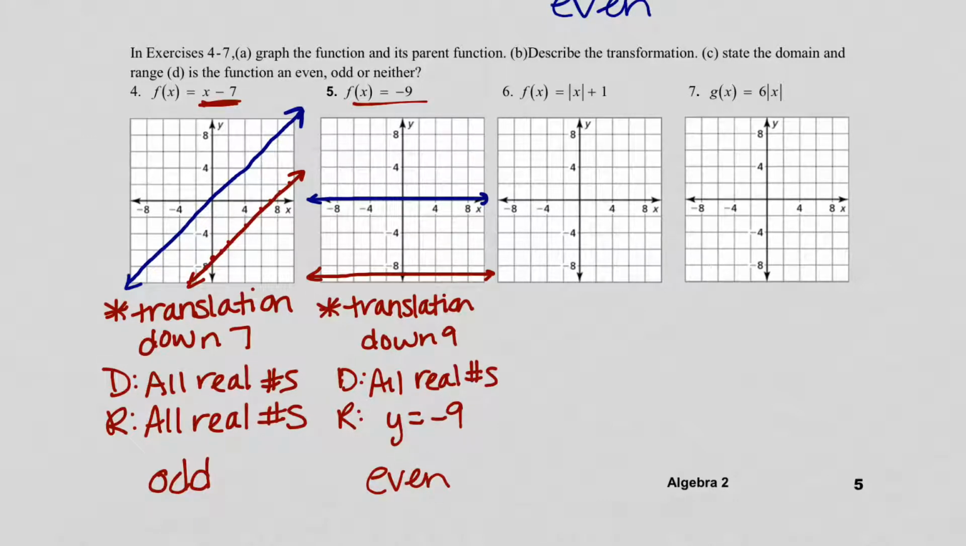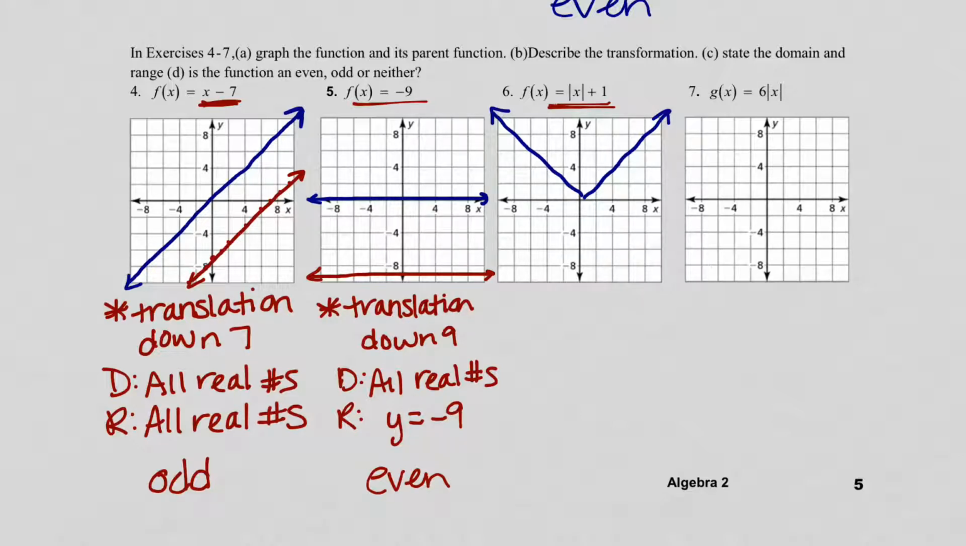All right. Let's do number 6. So this is an absolute value. I'm trying to be straight here, but it's really hard with an iPad. All right, there's my parent function. So I'm going to graph this one now.